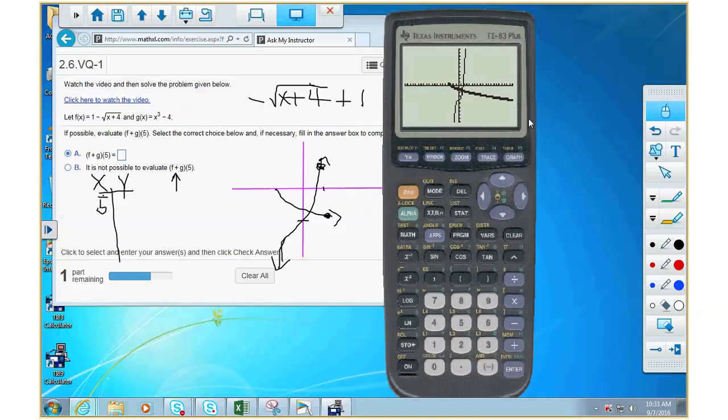Now, I'm going to blow this up because we need to go to f of 5. So I'm going to go to zoom box, no sneezing please. Zoom box, and I'm going to just highlight like from -6 or whatever to like that.